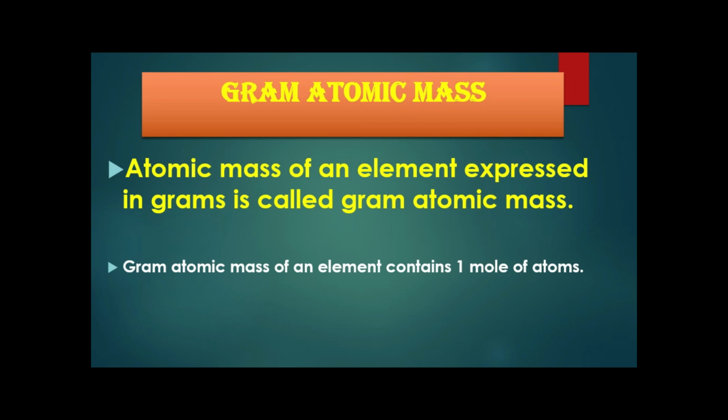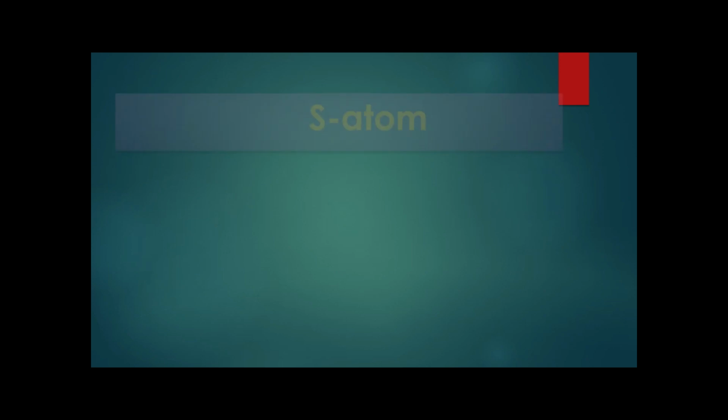As we have discussed in the case of molar mass, the amount of substance is 1 mole. Same in the case of gram atomic mass, because it is a type of molar mass. So gram atomic mass of an element contains 1 mole of atoms.